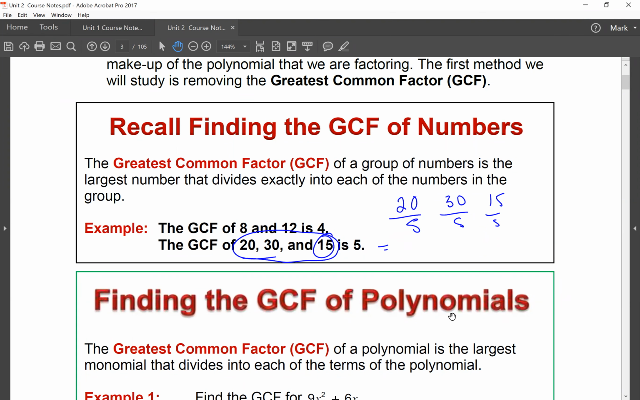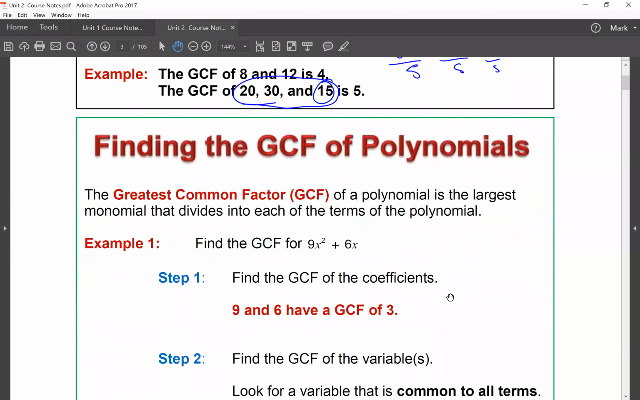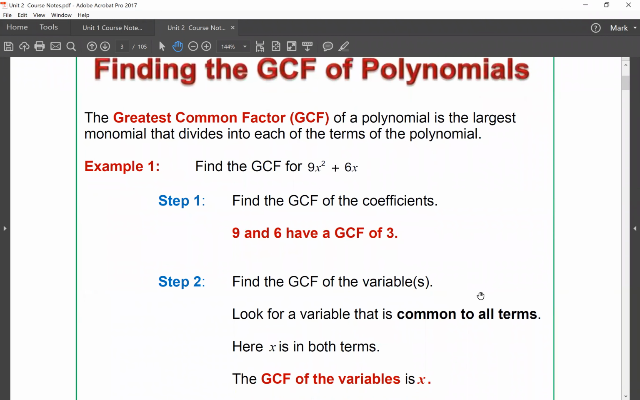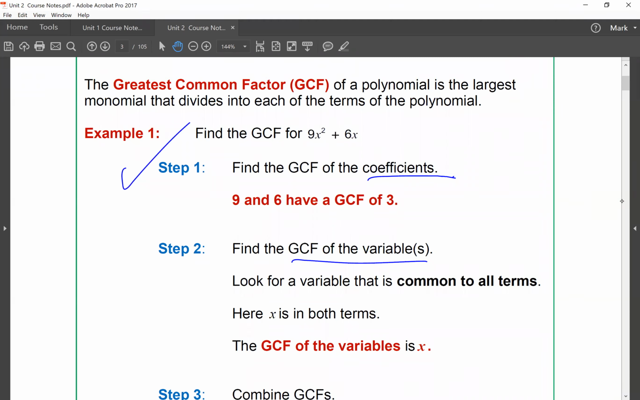Okay, so what does this mean? What does this mean for polynomials? The greatest common factor of a polynomial is the largest monomial that divides into each of these terms, which means you need to find the greatest common factor of the coefficients, and you need to find the greatest common factor of the variables. So this is new. What you do is you look for a variable that is common in all the terms. So here I have 2 terms, by the way.